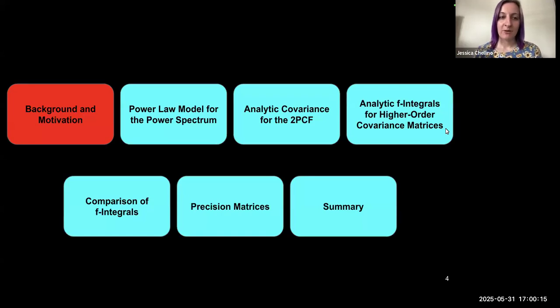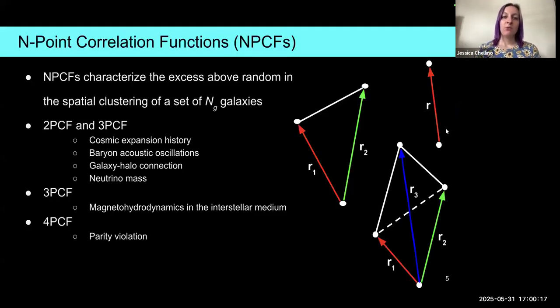So now for some background and motivation. The NPCFs tell you about the clustering of galaxies above what you would expect from a random distribution. So for the two-point function, you would have two galaxies separated by some distance r. You need to look at every possible pair of galaxies in your sample and compare that to what you would expect given a random distribution of those galaxies.